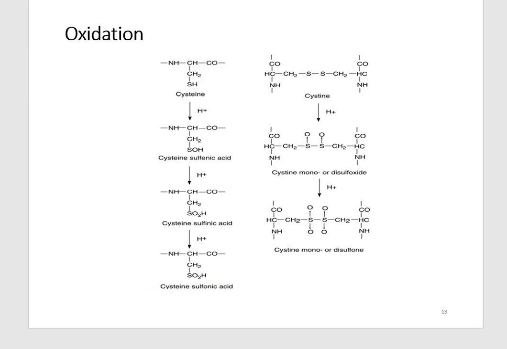And here you see oxidation of cysteine and cystine under alkaline conditions. They follow the beta elimination reaction pathway to produce, but these oxidation products are still biologically available. Okay, let's continue.